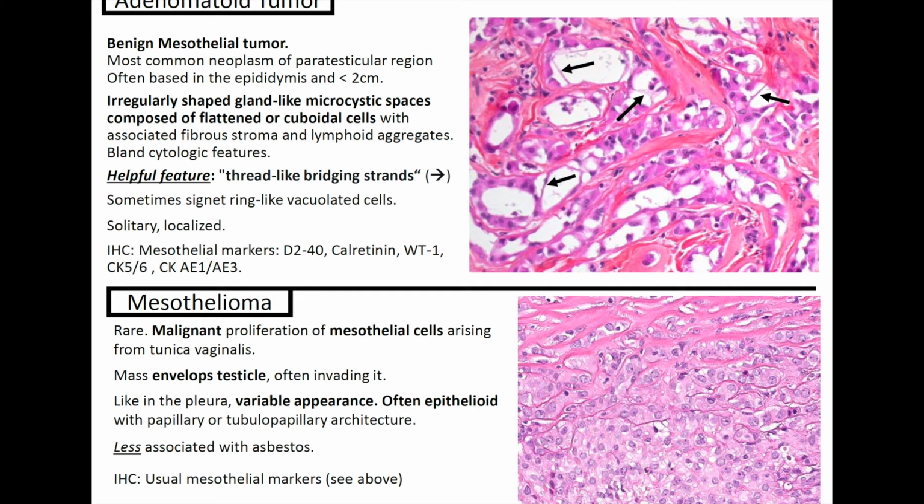And for IHC, you're going to have mesothelial markers, so D2-40, calretinin, WT1, CK5/6, and they also stain with cytokeratin AE1/AE3.